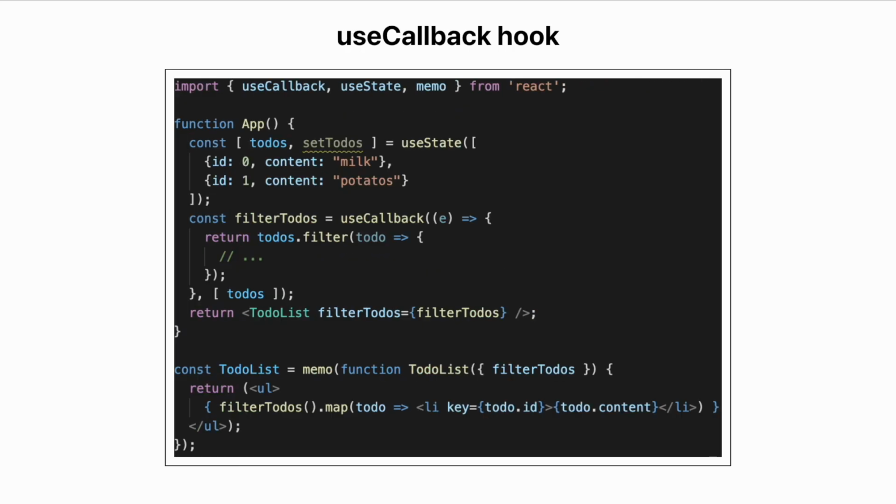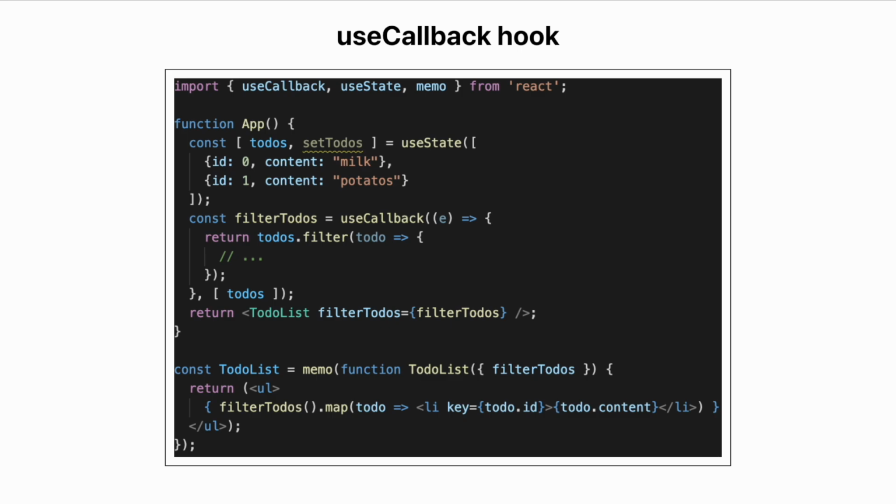useCallback. useCallback is very similar to useMemo. In useMemo, we send a calculation function which returns a memoizable value, whereas in useCallback, we pass a memoizable function as an argument. Here, we use useCallback to cache the filterTodos function. We pass this function as a prop to the TodoList component.